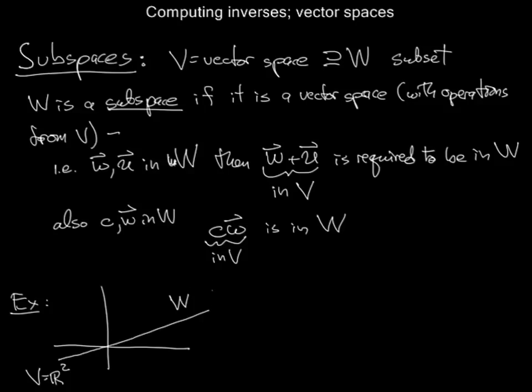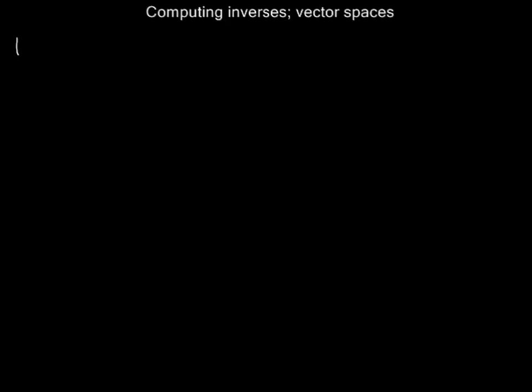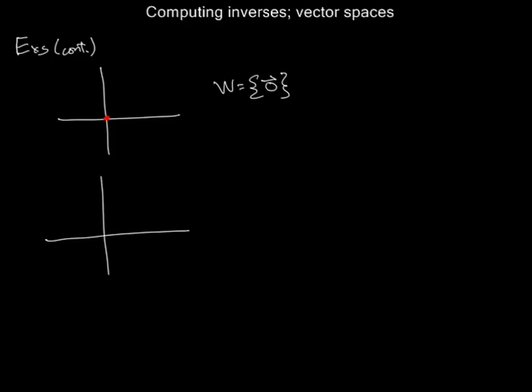And here's an example in R2. If you take W to be a line through the origin, this is a subspace. If you add any 2 vectors on this line or multiply by a scalar, it stays on the line. Here are a few more examples. Again, let's look in R2. And let's take W to be just the 0 vector. This is a subspace because if you add 0 to itself you get 0. And if you multiply 0 by any constant you get 0.